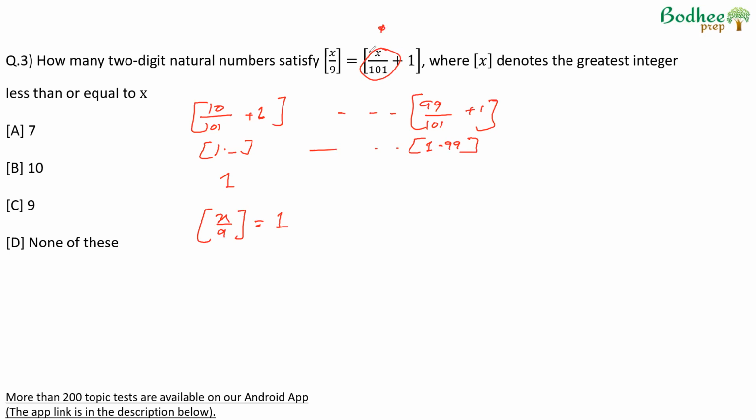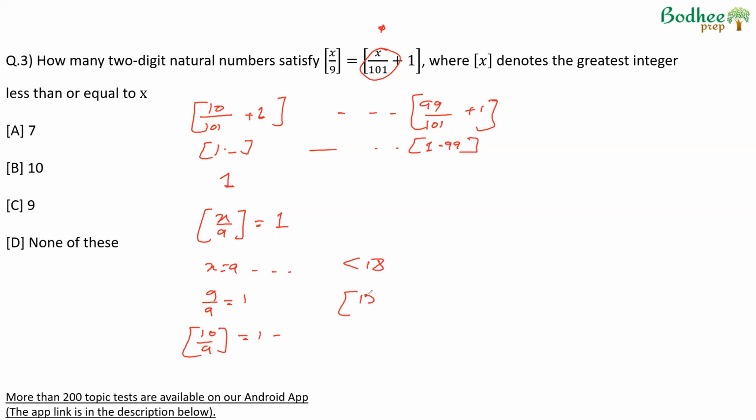For all values between 1 and 2, the greatest integer function will return an answer of 1. Therefore, we need the greatest integer function of x upon 9 to be 1 as well. When does this happen? When x is equal to 9 and anything less than 18. In all cases, 9 by 9 is 1. 10 by 9 will also return 1 because 10 by 9 is 1 point something.